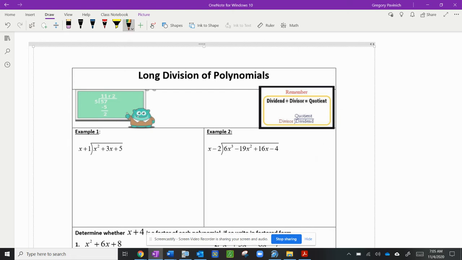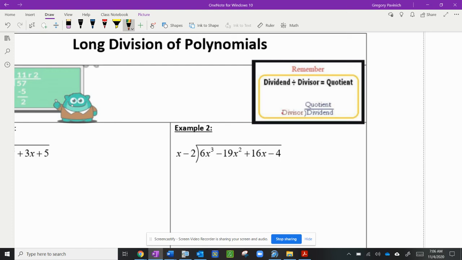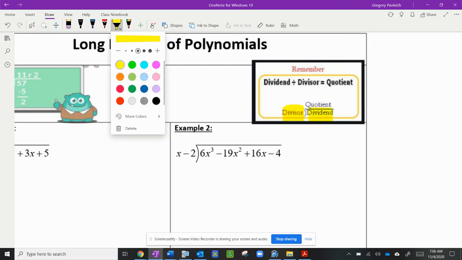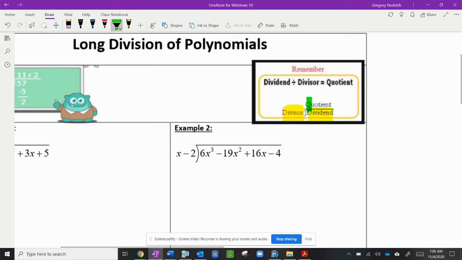We have the divisor, which is the part that's going into the larger polynomial. And then we have the dividend, the number underneath, and what we're after is the quotient, and a lot of times we end up with a remainder.